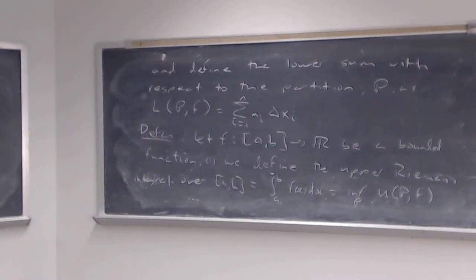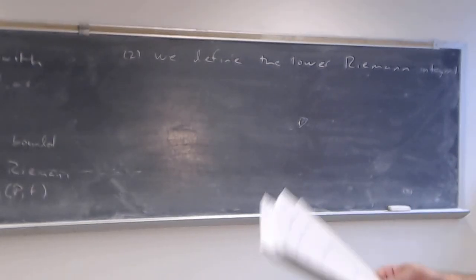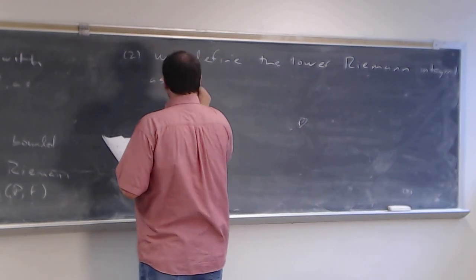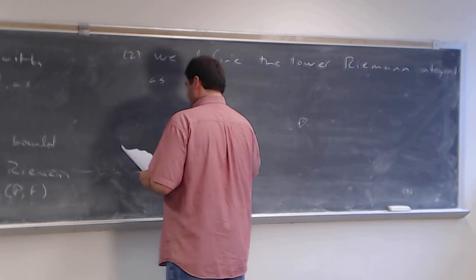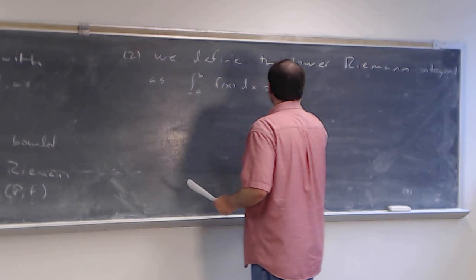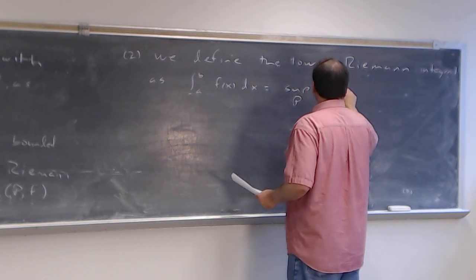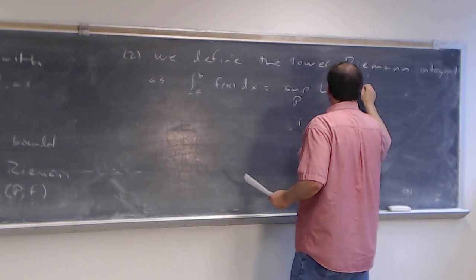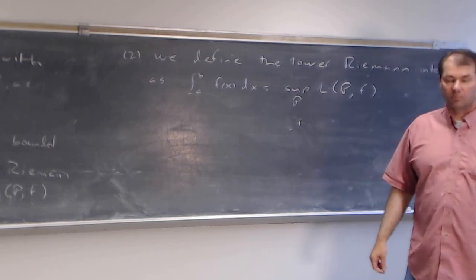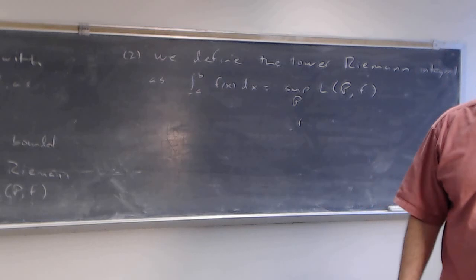Let me get this definition, and then we'll call it quits. The lower Riemann integral is the integral from a to b with a subscript bar of f of x dx, and it's equal to the supremum over all partitions of the lower sum L of P, f. Okay, we'll call it quits there, and we'll begin with some more definitions from chapter 6 in lecture 9. Thank you very much.